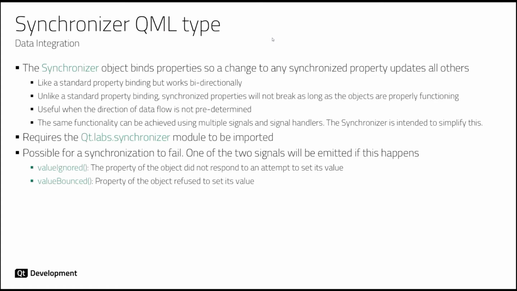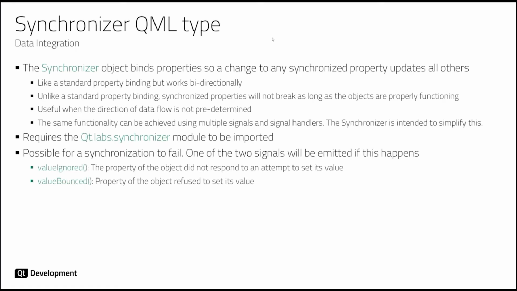This is going to be very useful when the direction of data flow is not predetermined and basically any property could become modified in your application. And you want to make sure that all properties that are bound to that property will be updated. So the synchronizer will make sure that always happens, where with standard property bindings, this is not necessarily the case. And we'll see a little example of how that works in a moment here. Although it is possible for this functionality to be achieved using multiple signal handlers or multiple property bindings, the synchronizer is basically just intended to simplify this.